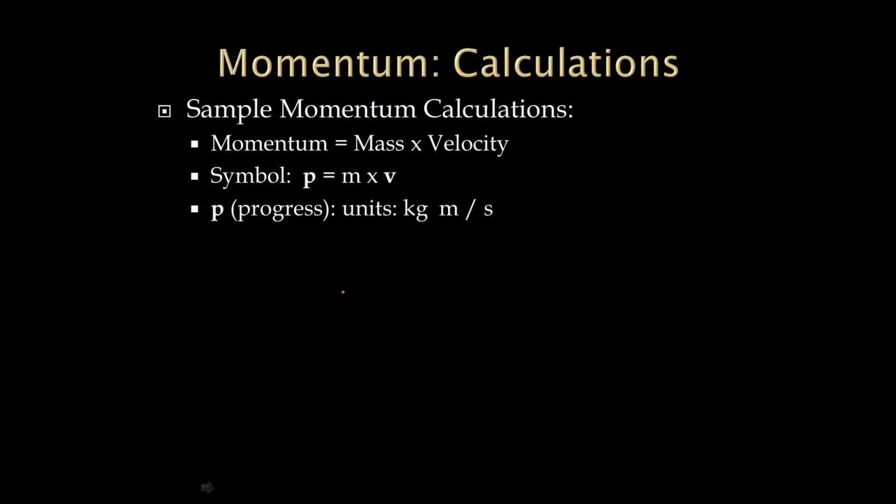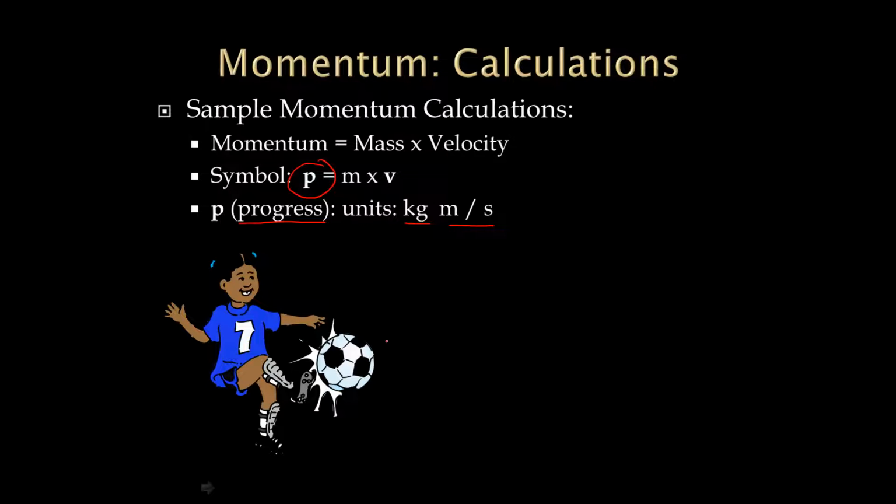Now let's do some sample calculations here. The unit used for momentum is P. It has these odd units of the kilogram meter per second. There's no shorter name than that, although sometimes in class we will call it the mo, short for momentum. Let's do some practice calculations.